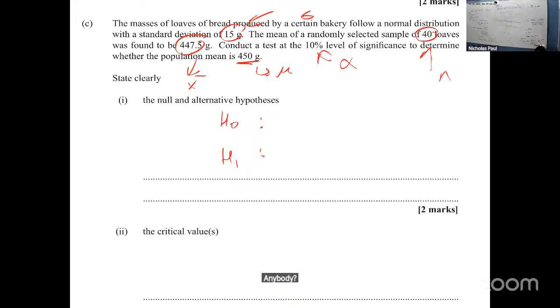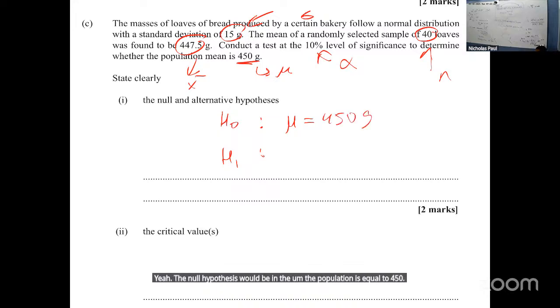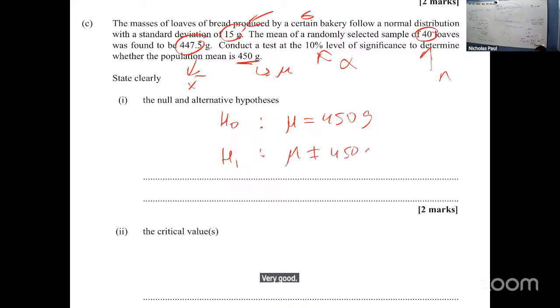The null hypothesis would be the population mean is equal to 450. And the alternative H1 is not equal to 450. Very good, not equal. So what type of test is this? One tail or two tail? Well, because it's not equal to 450, I'd say it's two tail, because it's not saying more than or less than.